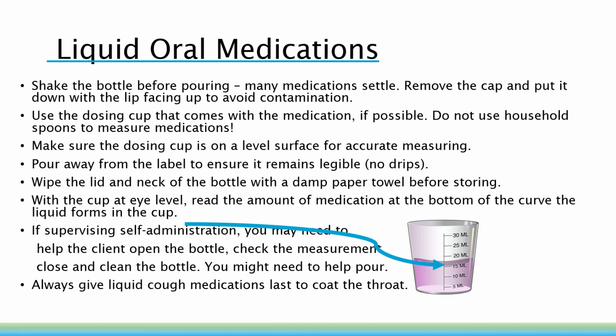Wipe the lid and the neck of the bottle with a paper towel before storing. At our group home, we recommend not using a damp cloth because this can sometimes cause the liquid to form a germ. So it is better just to wipe it with a paper towel if possible.